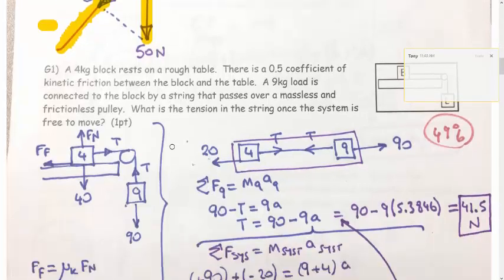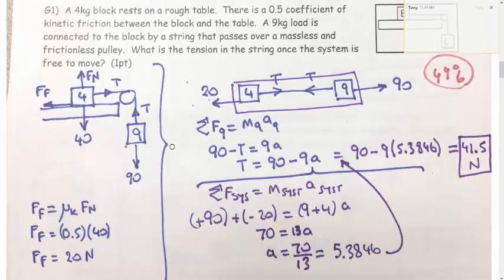And then we have the next question. So now we're changing chapters. Now we're going on to chapter G, which is all about dynamics, statics and dynamics. So we say a 4 kilogram block rests on a rough table.